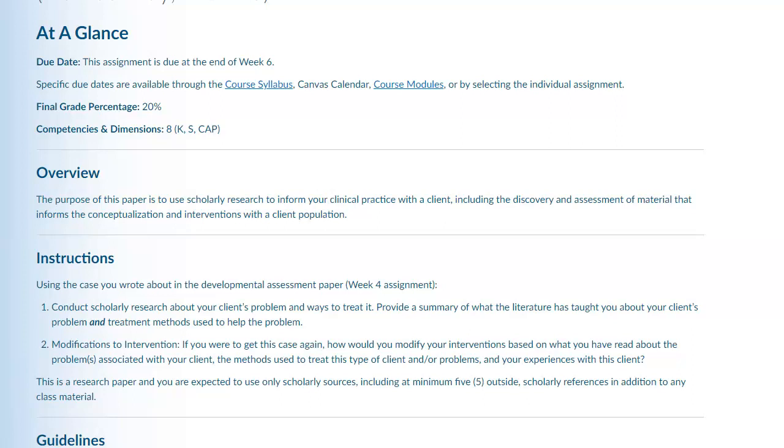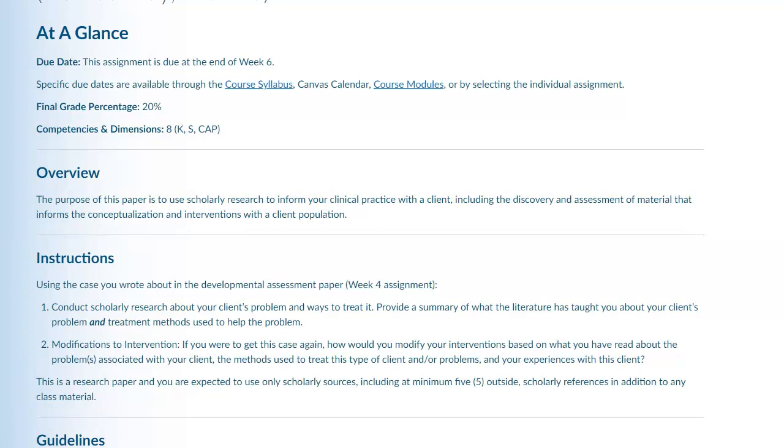Hey class, just taking some time to go over the Integrating Clinical Material with Theoretical Concepts paper, which is due at the end of this week on Sunday. This paper will be worth 20% of your grade, and the purpose is just to get within the habit of conducting scholarly research to inform your clinical practice.